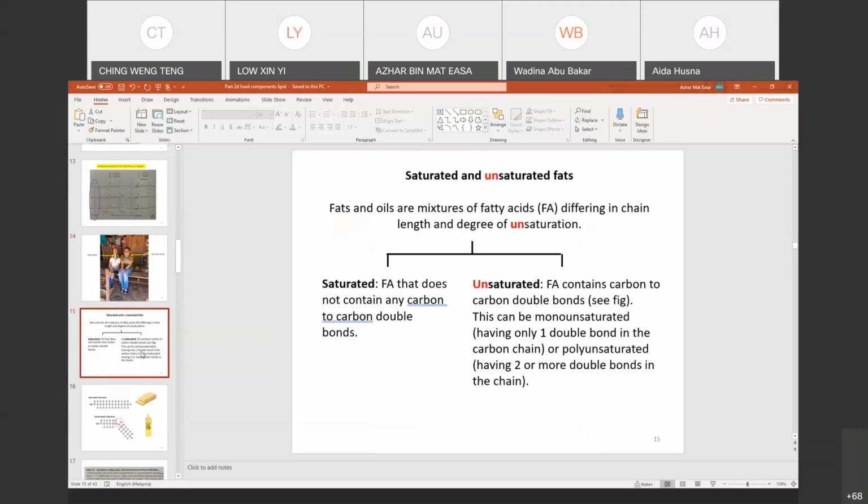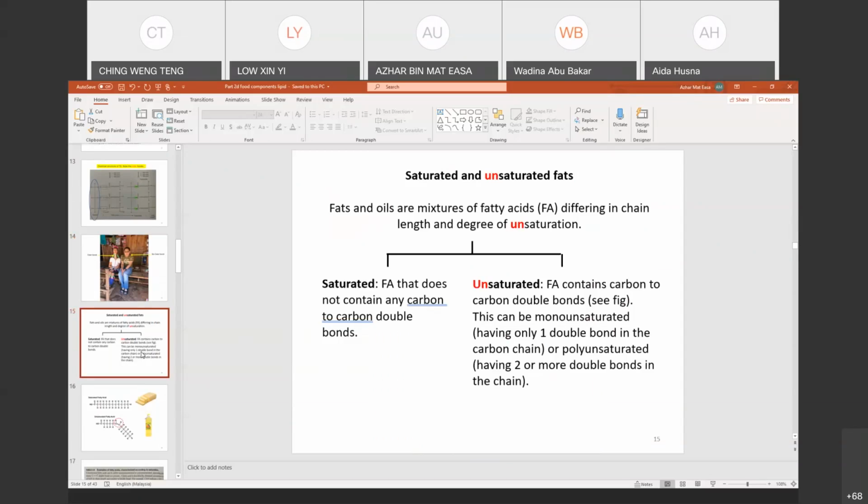So, saturated and unsaturated fats. When we talk about fat, we cannot avoid this term, saturated versus unsaturated. So, separate them. Fats and oils have mixtures of fatty acids. Some fatty acids are saturated, some are unsaturated, with all kinds of length and degree of unsaturation. Let's be clear: saturated is the one that does not contain any carbon-to-carbon double bond, therefore more stable. Unsaturated fatty acids contain carbon-to-carbon double bonds, therefore less stable.